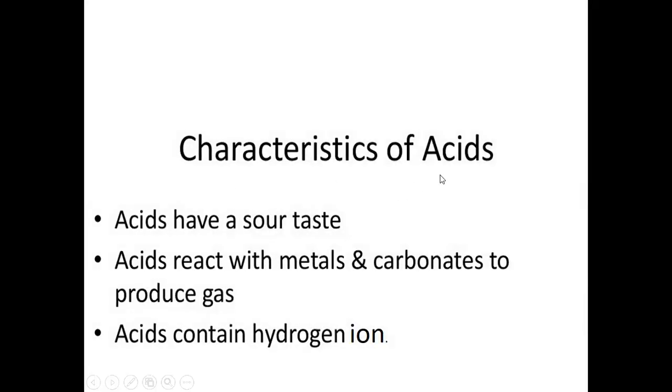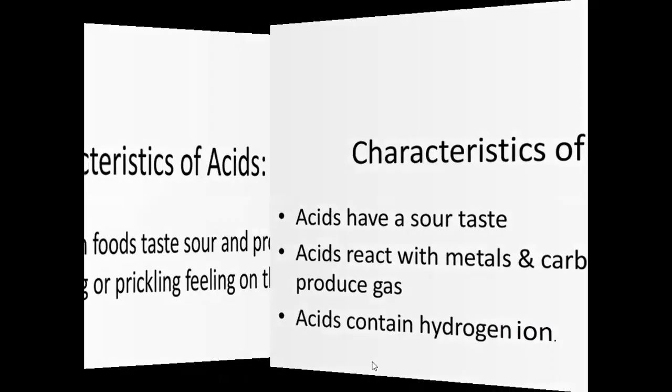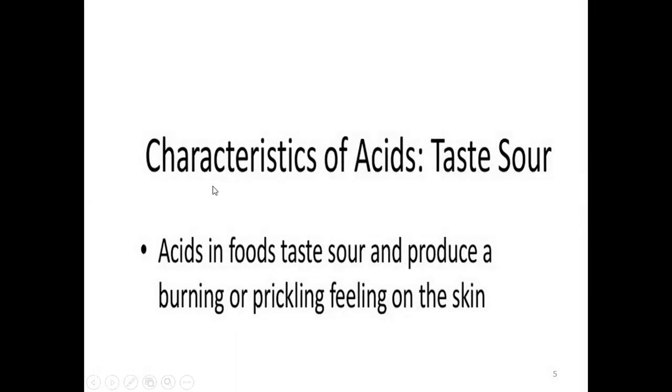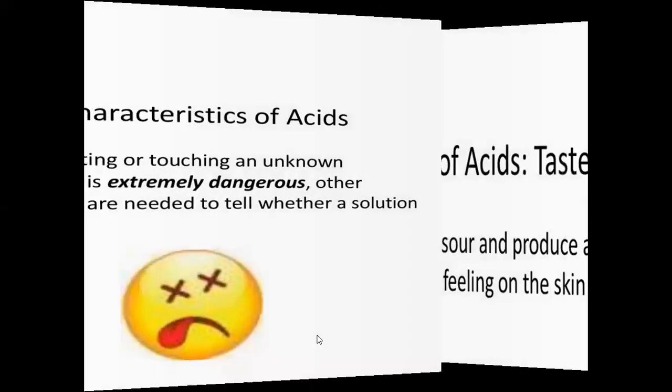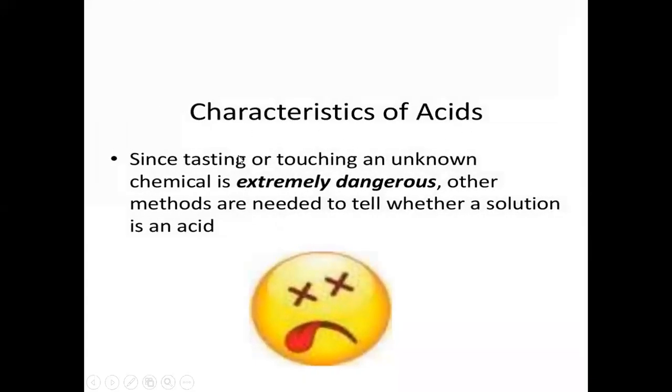What are the characteristics of acids? Acids have a sour taste. Acids react with metal carbonates to produce gas. Acids contain hydrogen ions. The first characteristic of acids is that they taste sour. Acid in food tastes sour and produces a burning or prickling feeling on the skin. Since tasting or touching an unknown chemical is extremely dangerous, other methods are needed to tell whether a solution is an acid.